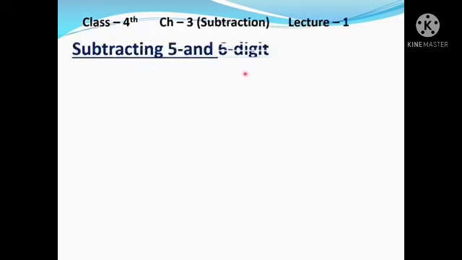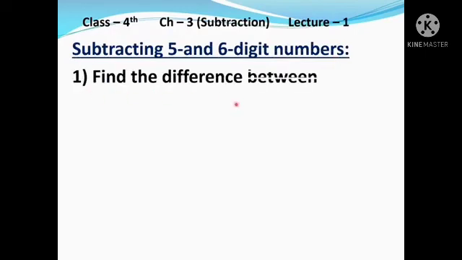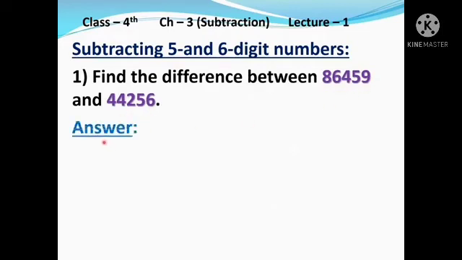Now, subtracting 5 and 6 digit numbers. Question 1. Find the difference between 86,459 and 44,256. Answer. But first of all, we will write these two numbers in columns.